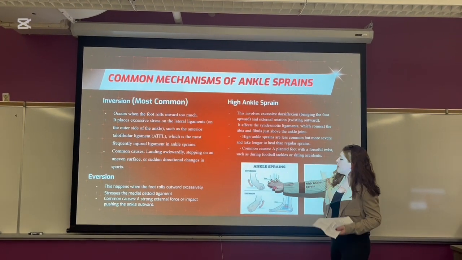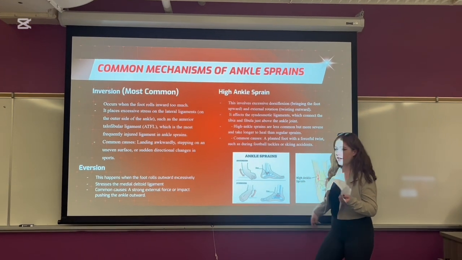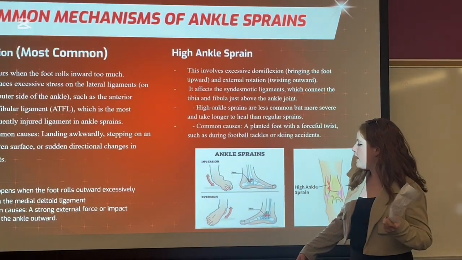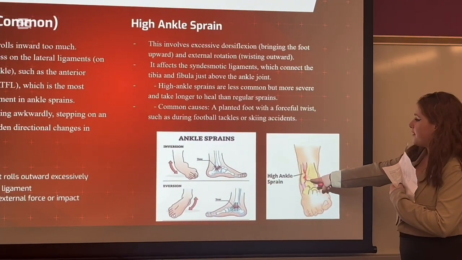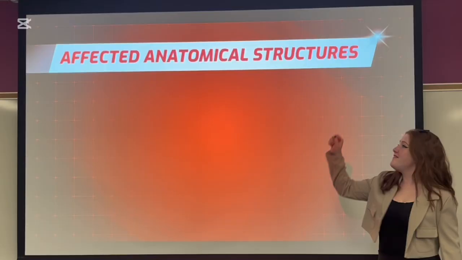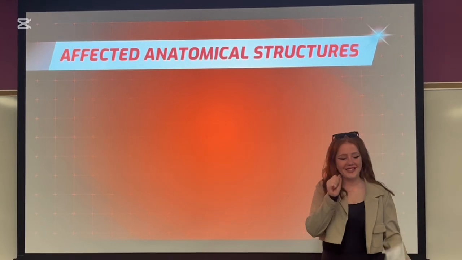For example, this is an example of an inversion sprain. That would be this way, or eversion is the other way. And then high ankle sprains, you can see where it is in the foot versus how low it is in these ones. Affected anatomical structures.